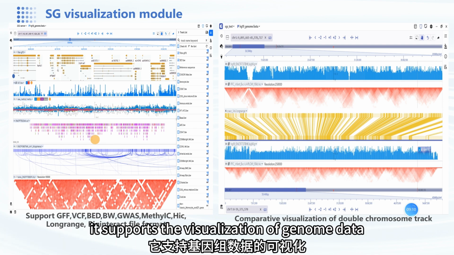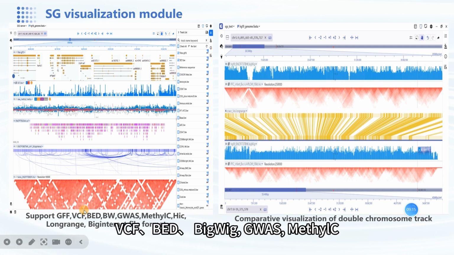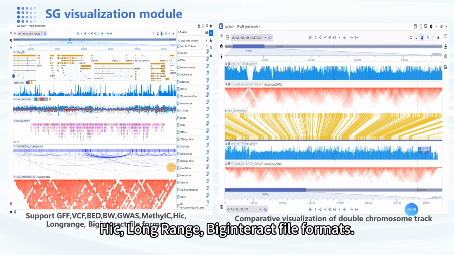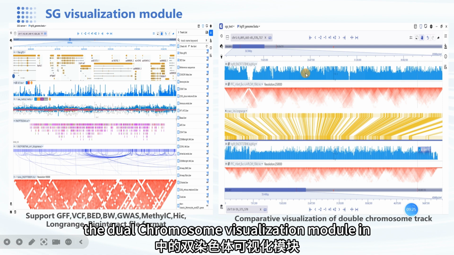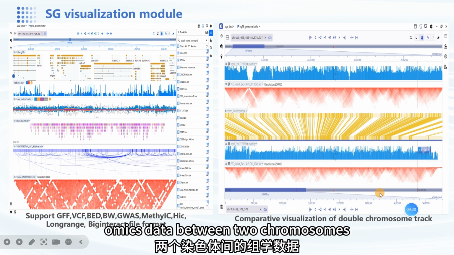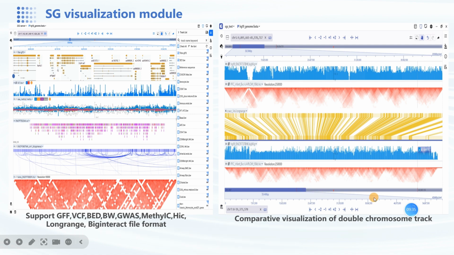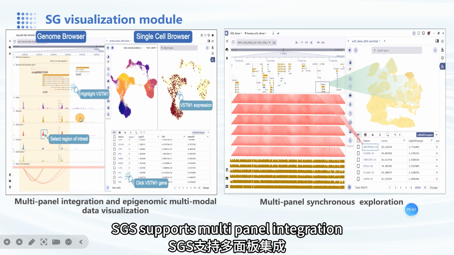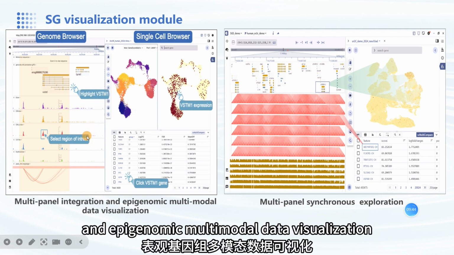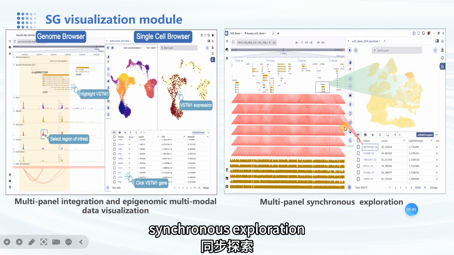It supports the visualization of genome data in various formats, including GFF, VCF, BED, BW, GWAS, METHILC, HIC, Long Range, BigInteract, among others. The dual chromosome visualization module in SGS supports the comparative visualization of omics data between two chromosomes, allowing interactive operations such as dragging, zooming, and scaling. SGS supports multi-panel integration and epigenomic multimodal data visualization, allowing users to conduct multi-panel synchronous exploration.